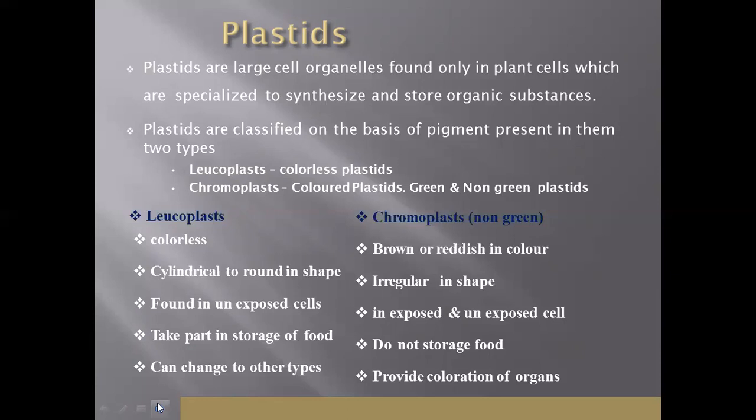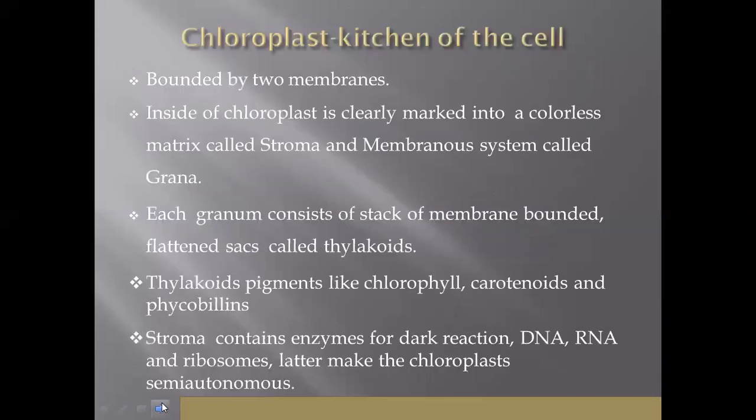Chromoplasts are of different colors. They are irregular in shape. They are present in both exposed and unexposed cells. As you can see, chromoplasts are present in petals and flowers. The colorful part of the plant is because of the presence of chromoplasts. Next is the chloroplast, which is the important one.